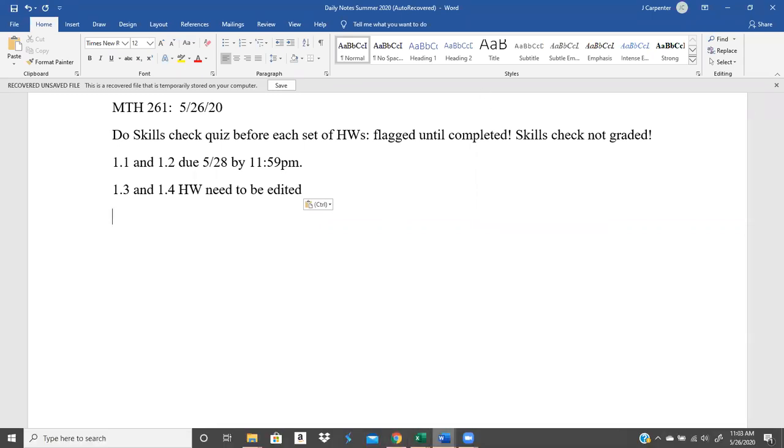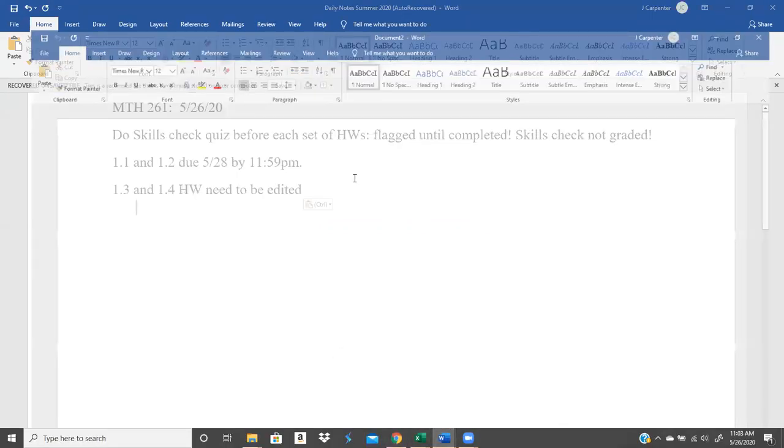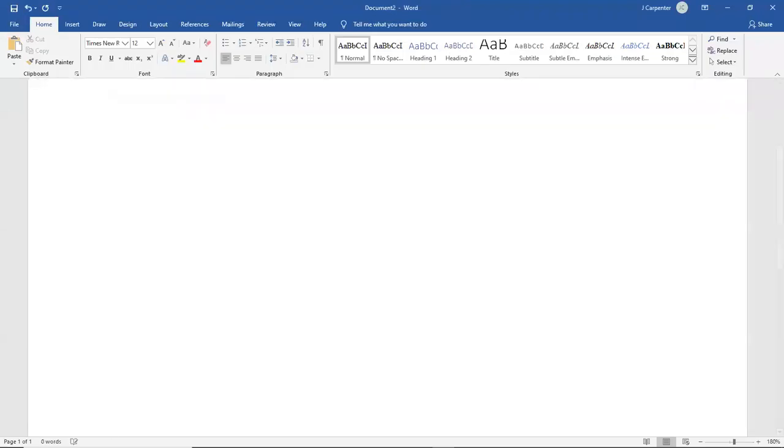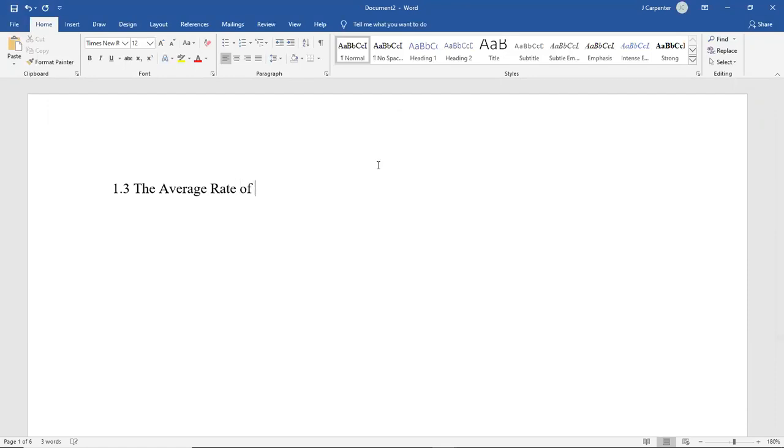So 1.3, and let me make sure I have lots and lots of space so I don't do what I did last time. That should be more than enough, 6 pages. So 1.3, the average rate of change.